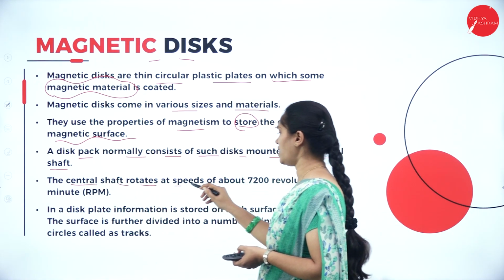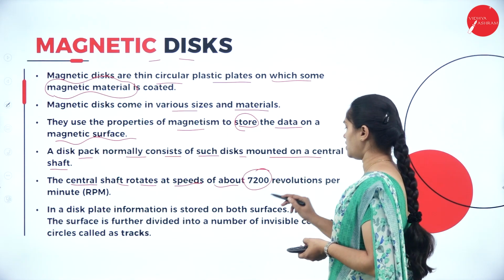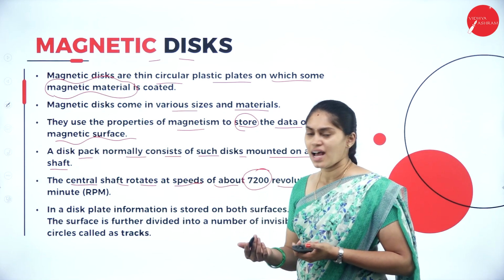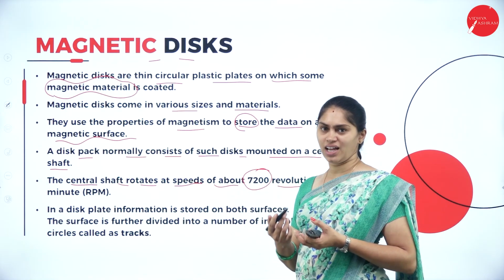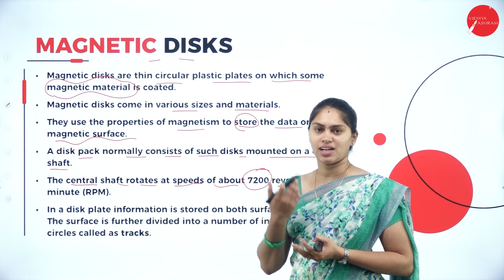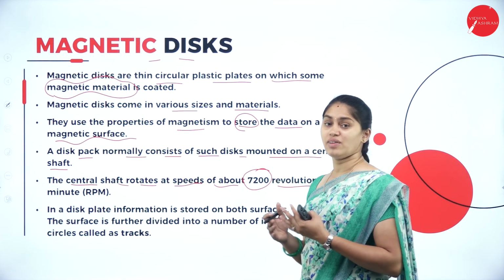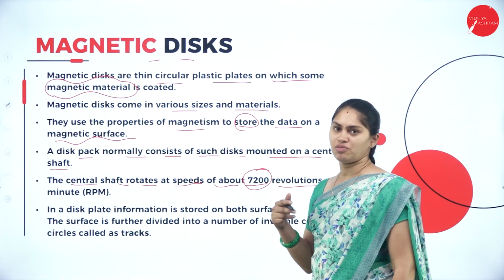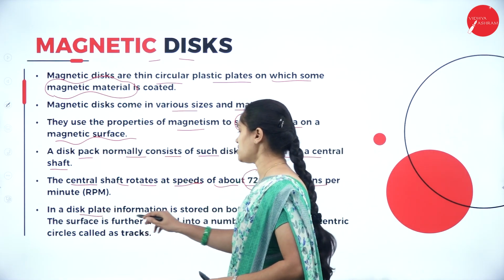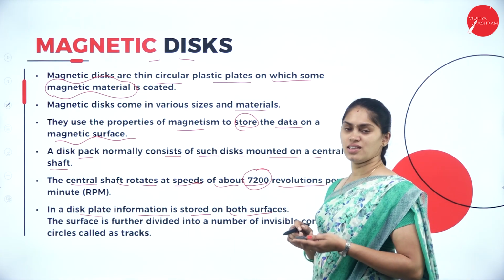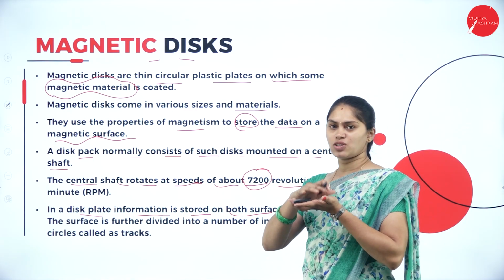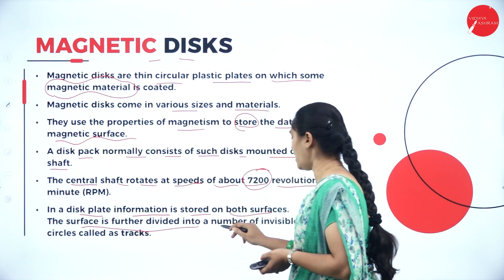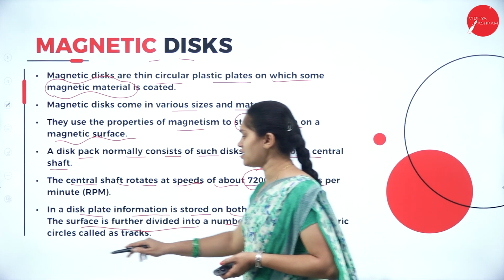The central shaft rotates at a speed of about 7,200 RPM, that is, revolutions per minute. When the RPM is more, the speed is very high, so read or write operations can take place in a very fast manner. Up to 7,200 RPM, this magnetic disk shaft will rotate. In a disk plate, information is stored on both surfaces. In a hard disk or floppy disk, data is stored on both surfaces, and each surface is further divided into a number of invisible concentric circles.